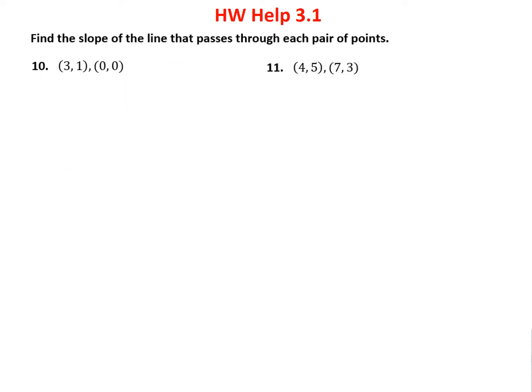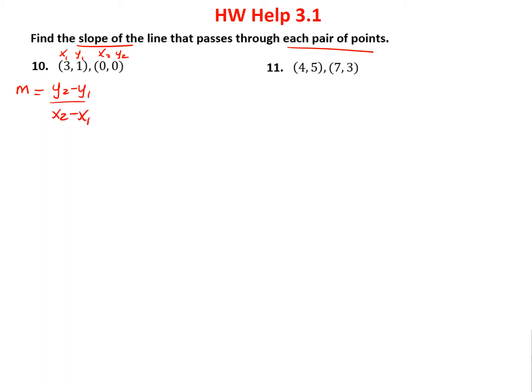For number 10, it asks us to find the slope of the line that passes through each pair of points. Here we're going to use a very simple formula. If I have 2 points, I'll say the first point is x1, y1. Notice those aren't exponents because they're below. And this is x2, y2. This just means the x value and y value in the first point, and in the second point. We can write the slope this way as y2 minus y1 over x2 minus x1.